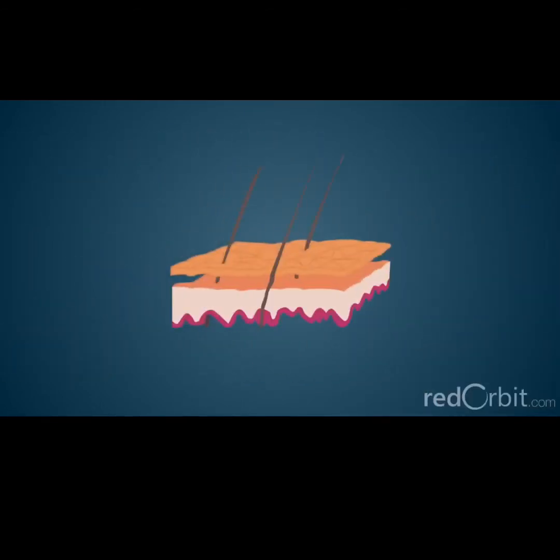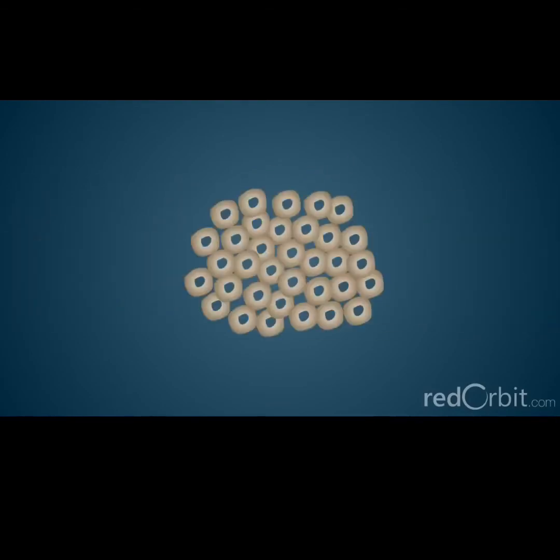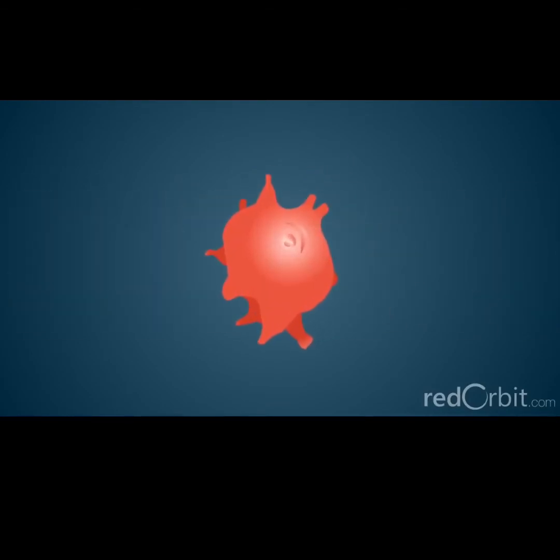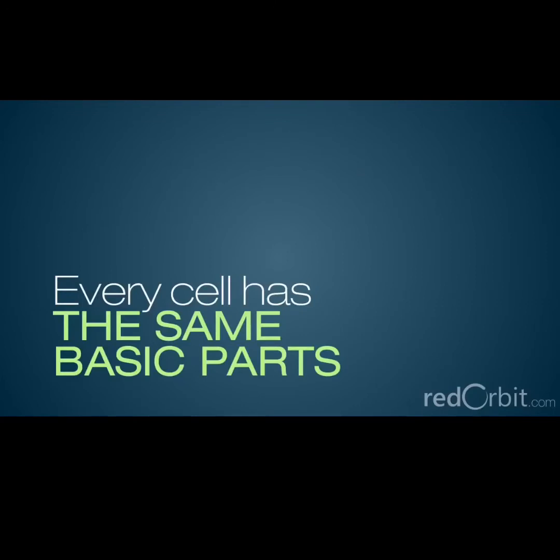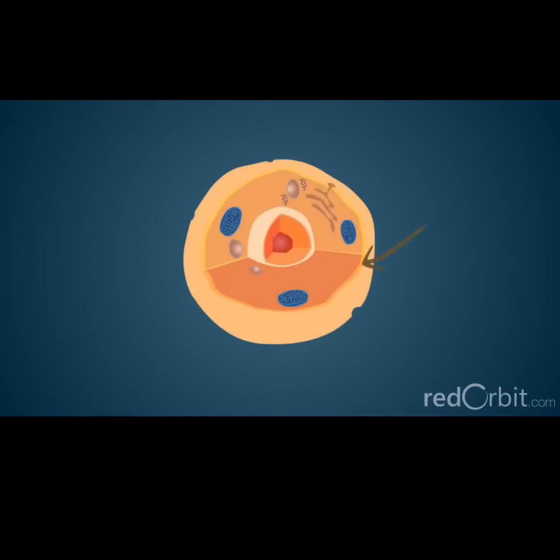Some cells look like squashed bricks, some look like donuts, and many have irregular shapes. However, every cell, no matter what its job, has the same basic parts. All human cells have an outer border that's the boundary of the cell, called the cell membrane.